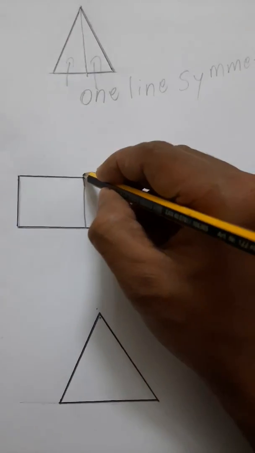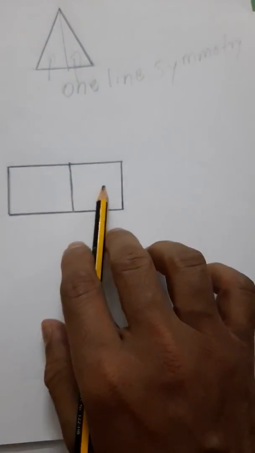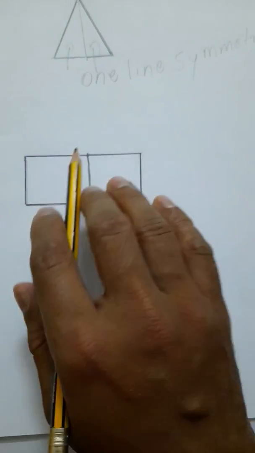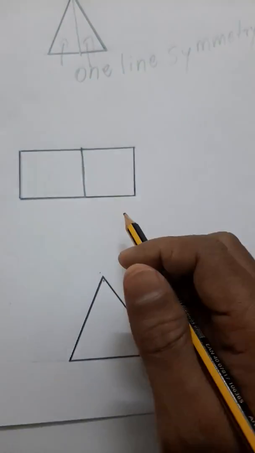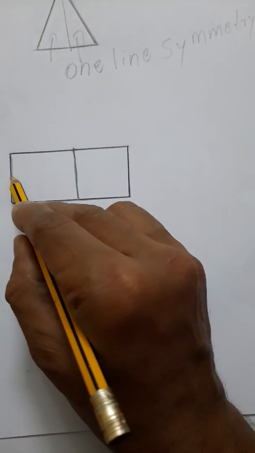This is also, I draw one line here. Look, this exactly matches, these two sides. When you fold it, you can understand this exact match. It is a symmetry. And we can draw another line also.